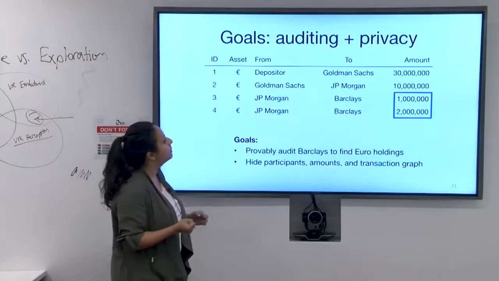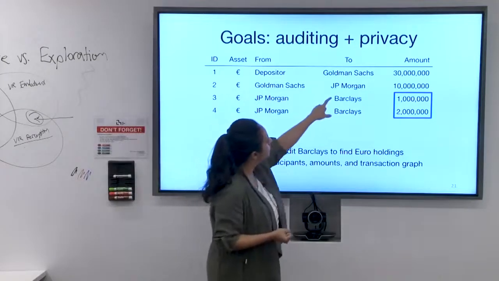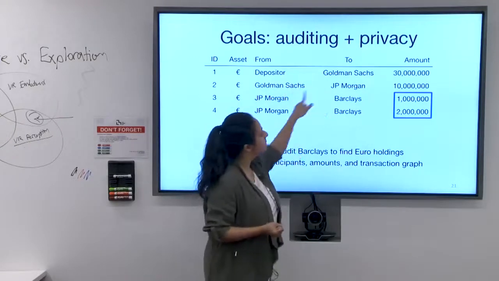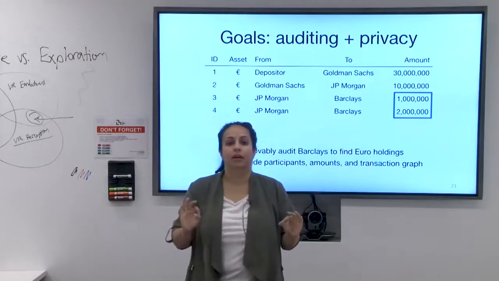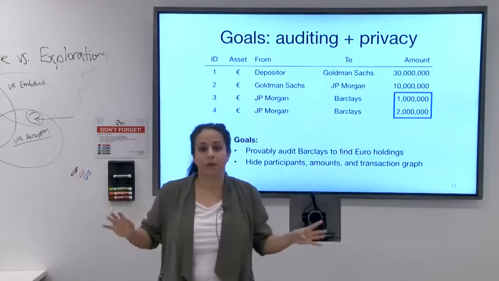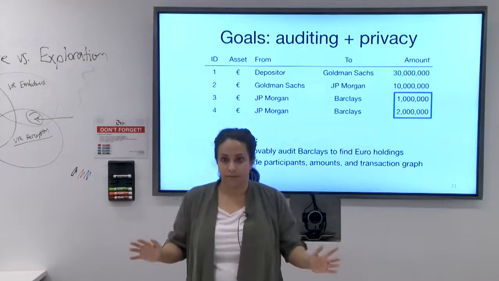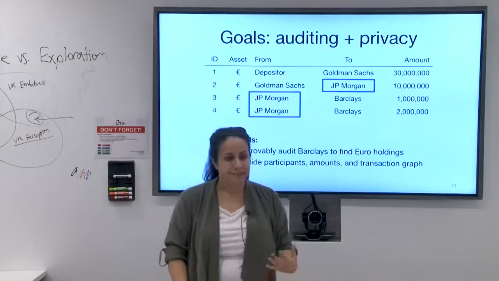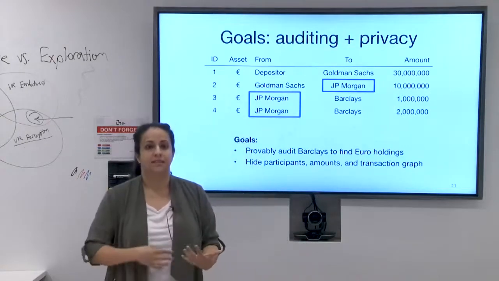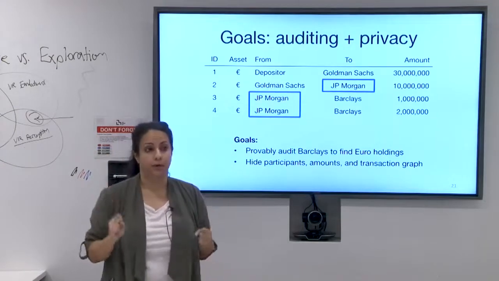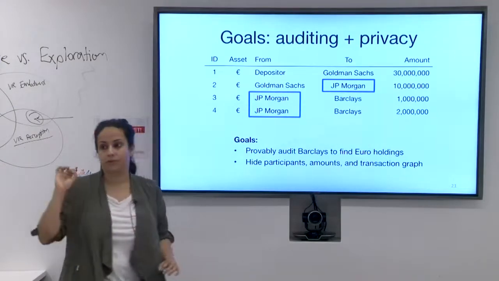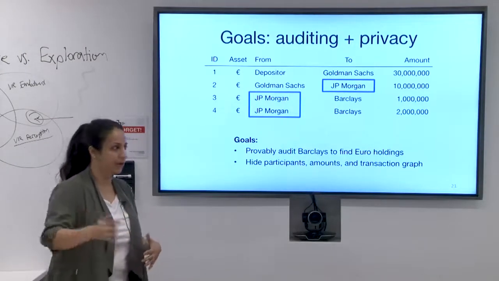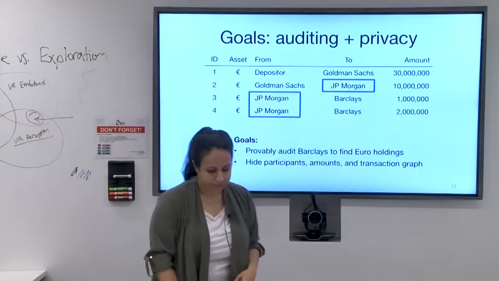But we shouldn't be able to tell that the euros that Barclays got, obviously they must have been sourced through Goldman Sachs. We shouldn't be able to tell they went through anyone, or how many people they went through, or that it was JP Morgan. So if we leaked the transaction graph, you might be able to tell that there was an entity that the money went through before it got to Barclays. So when we say we want to hide the transaction graph, that's what we mean. We want to be able to hide the flow of funds, how they move through the system.